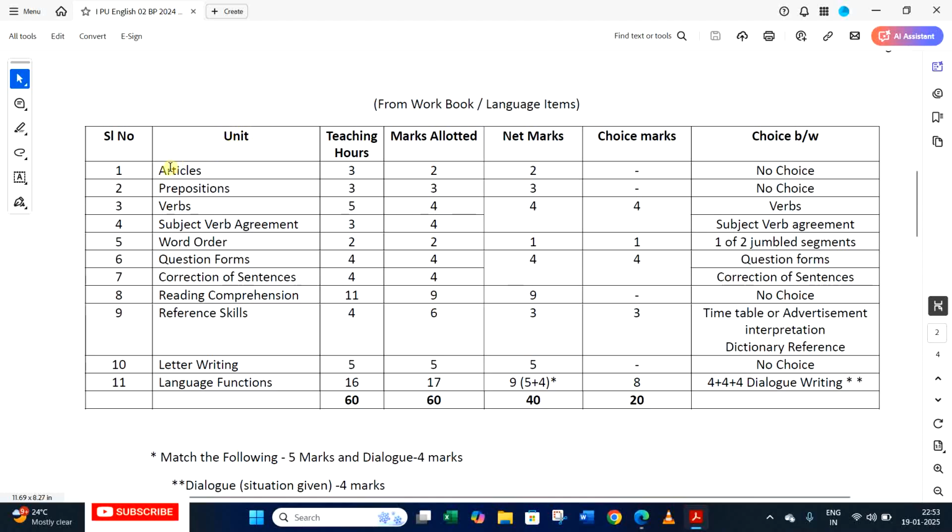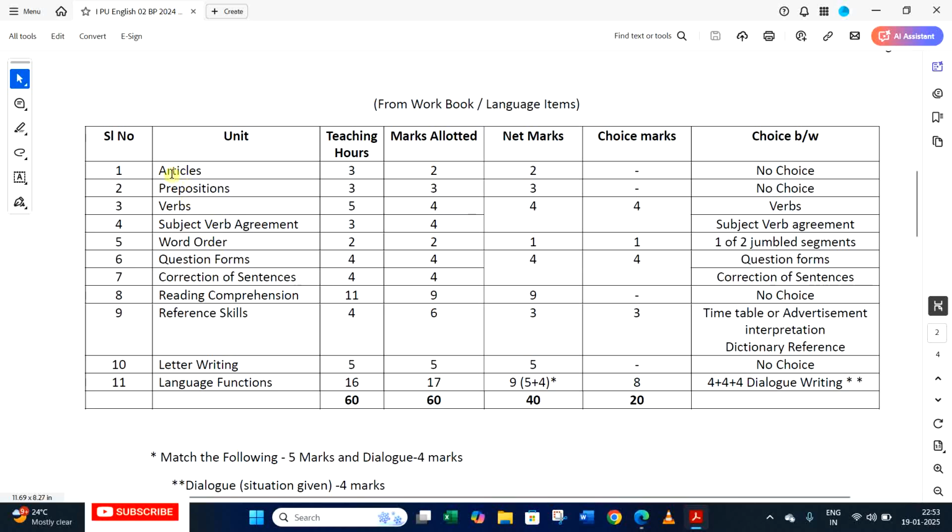So you will find all the units like articles, prepositions, verbs, subject verb agreement, word order, question forms, correction of sentences. Then we have reading comprehension, then reference skills, then letter writing and language functions. So these are the units from which questions will be asked in writing skills.